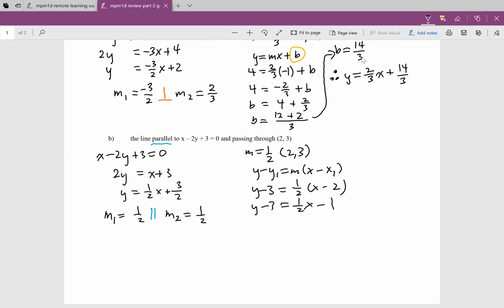We have a fraction here, and standard form must be ax plus by plus c equals 0. So a couple ways of doing this. Maybe let's just get rid of the fraction first by multiplying everything by 2. So we get 2y minus 6 equals x minus 2. And then move the left-hand side to the right-hand side, by subtracting 2y from both sides and adding 6 to both sides. So there you have it, ladies and gentlemen, the equation in standard form that is parallel to x minus 2y plus 3 equals 0, which is x minus 2y plus 4 equals 0.